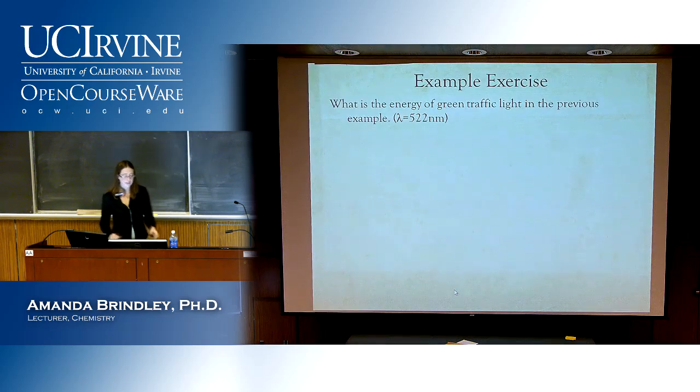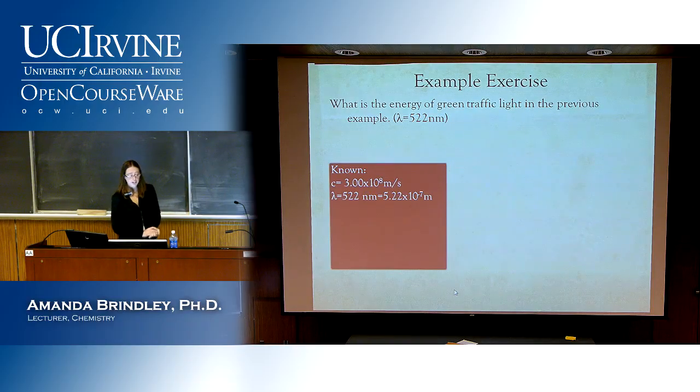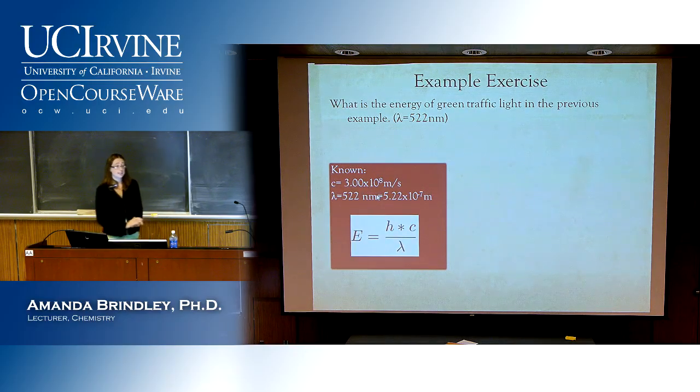Okay, so now we have another example exercise. We talked about a green traffic light in our previous problem, and we said that the wavelength was 522 nanometers, or most of them were 522 nanometers. We had calculated the frequency doing that. Now I say find the energy. So once again, here's what we know. We know c, we know lambda, and I went ahead and converted this right here, so we have it. Now we also know this.